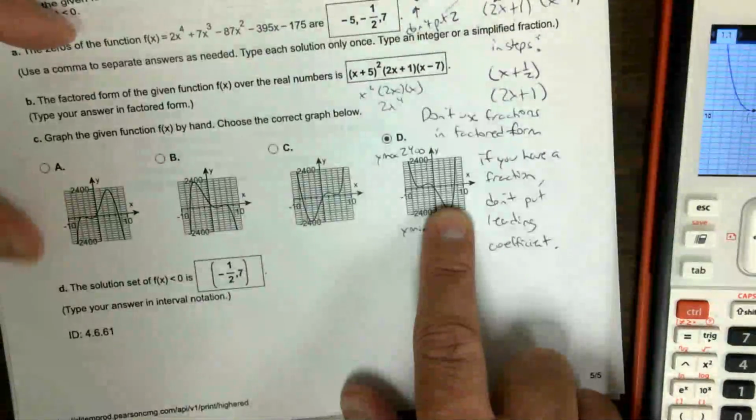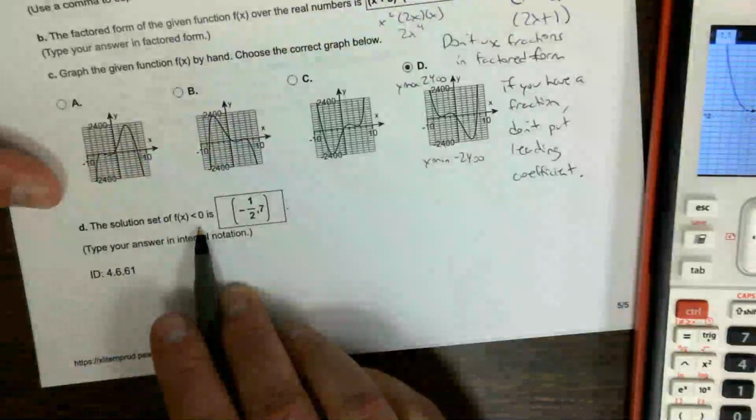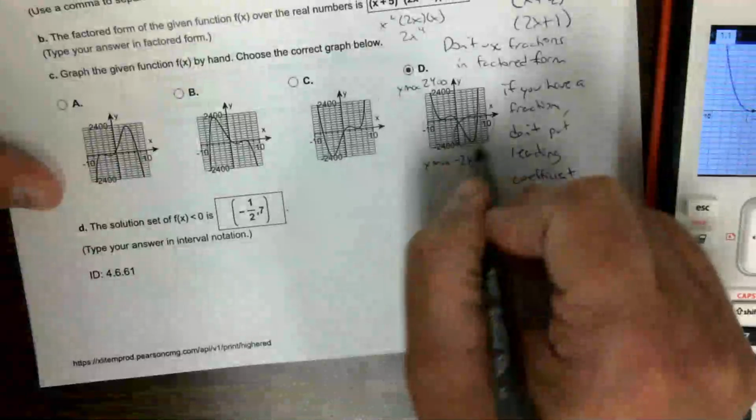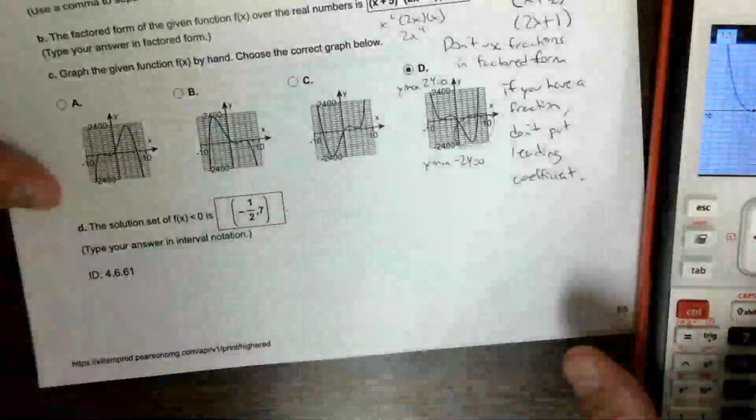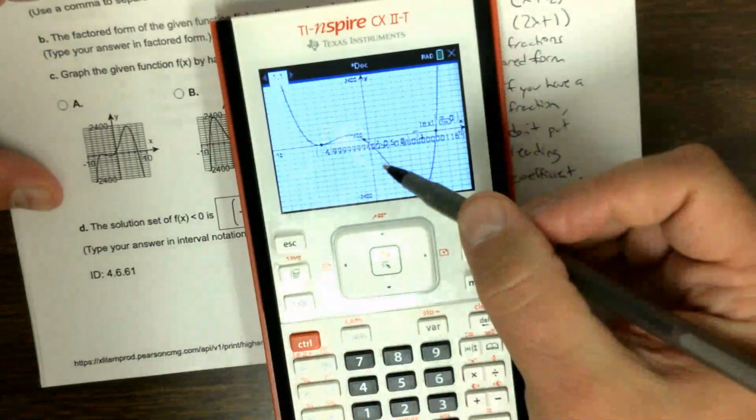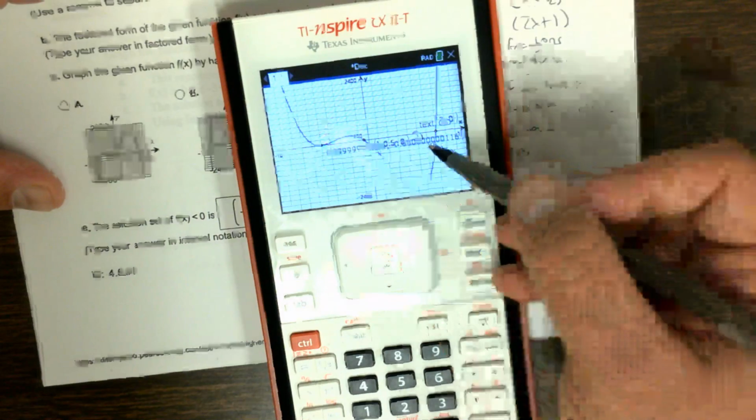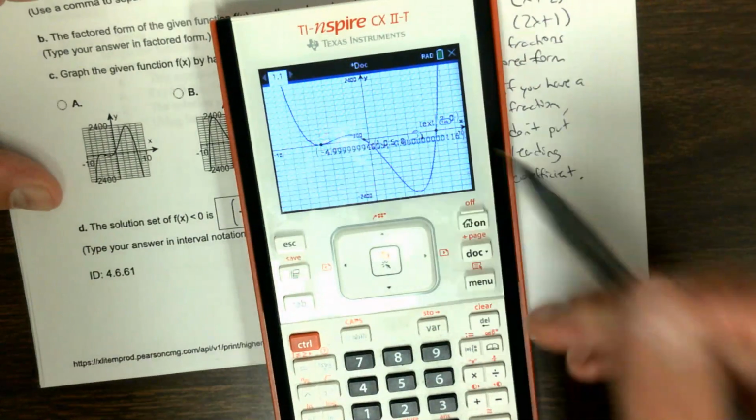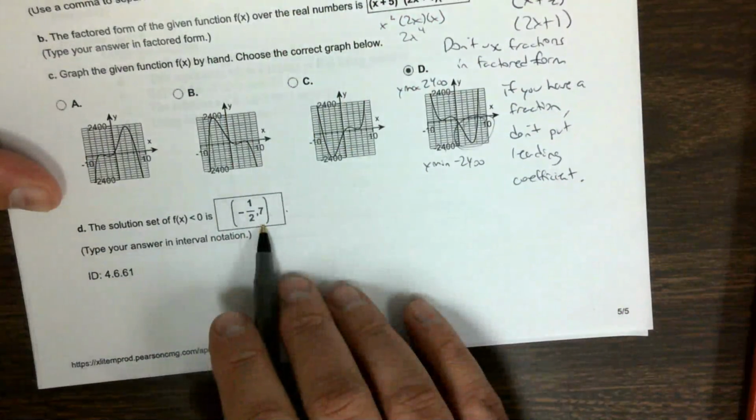And then they say the solution less than 0. So that meant below, and so that's basically this area. So from negative 1/2 to 7. You can see that a little bit better on the calculator. From the negative 1/2 to the 7. Not from 0, but it's where your intercept was. Okay, hope that helps. Have a good one.